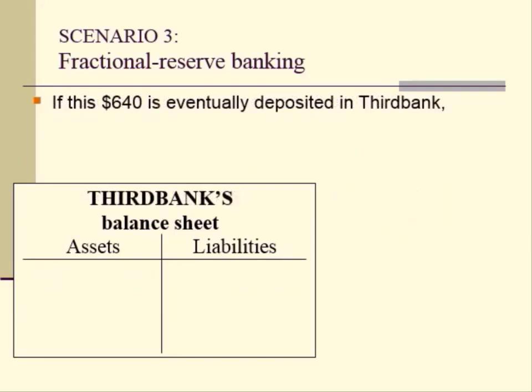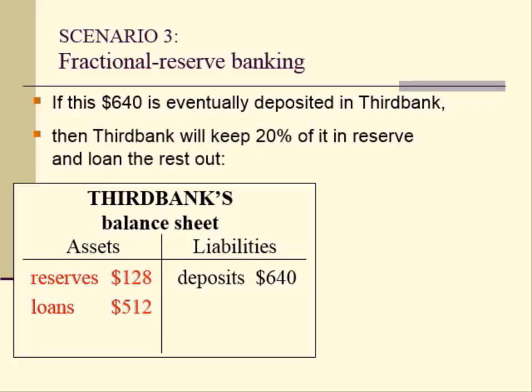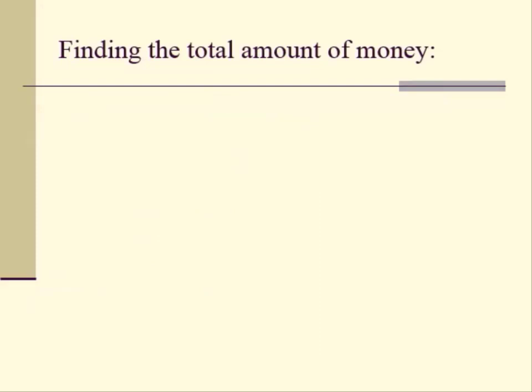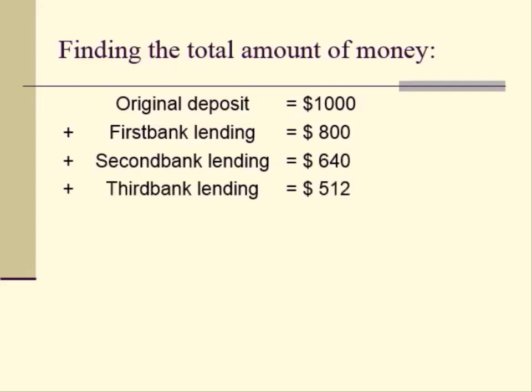And if this $640 is eventually deposited in the third bank, then the third bank will keep 20% of it in reserve and loan the rest out. And so on and so on. So the total money supply equals the original deposit of $1,000 plus first bank lending of $800 plus second bank lending of $640 plus third bank's lending of $512 plus other lendings, on and on, ad infinitum.